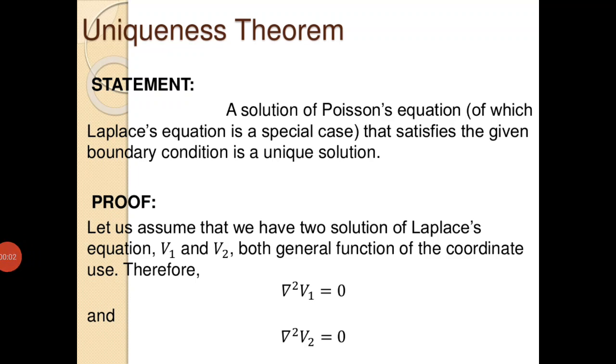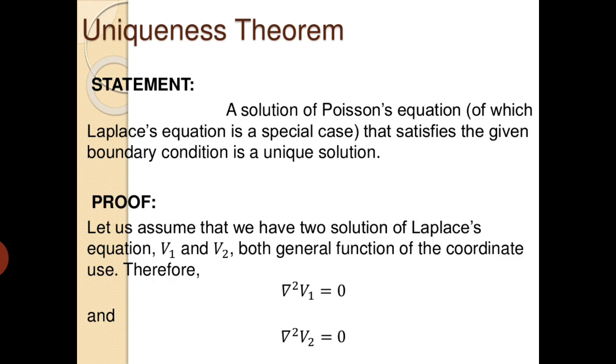Hello students, in the last section we have discussed Poisson's equation, Laplace equation and applications of Laplace equation, and you have also seen one example of the Laplace equation. Now in this section we consider one theorem that is known as the uniqueness theorem. So why do we require the uniqueness theorem?